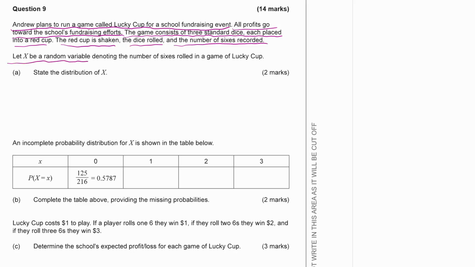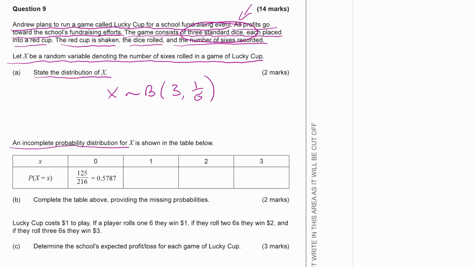Let X be a random variable denoting the number of 6s rolled in a game of Lucky Cup. State the distribution of X. So we've got 3 standard dice, and so we have 3 trials. The probability of getting a 6 is 1/6. So this looks like it's a binomial distribution with 3 trials and a probability of success of 1/6.